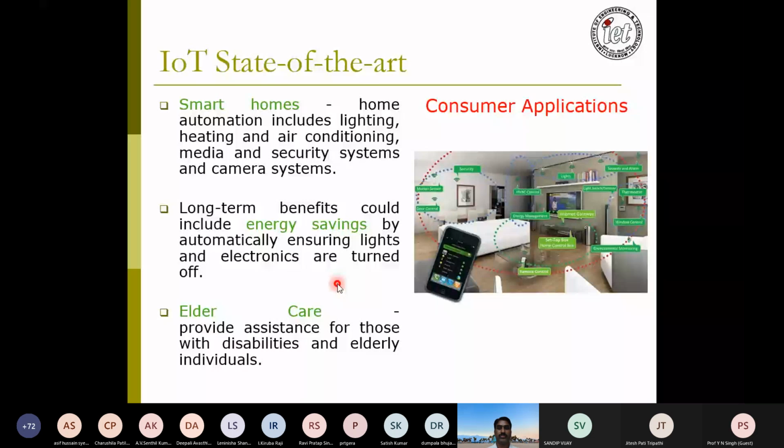Once you apply automation, your machine can itself take decisions about what amount of power or what type of appliances the user may need. That is, the decision is taken by the machines, and then you can say it is an automation process. Take elder care: it provides assistance for those with disabilities and elderly individuals. In working families, if there is an elderly person at home, IoT can help you assist them from your workplace.